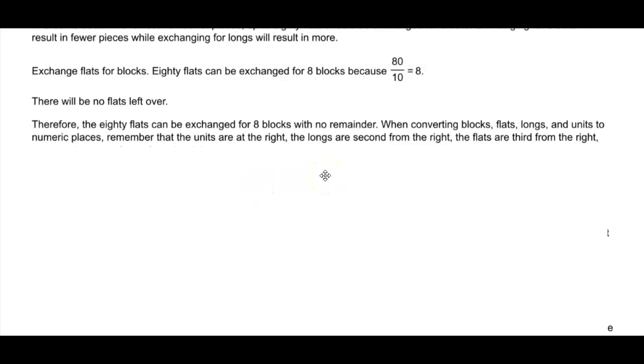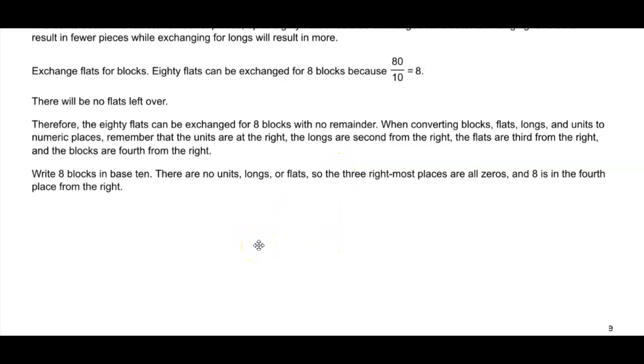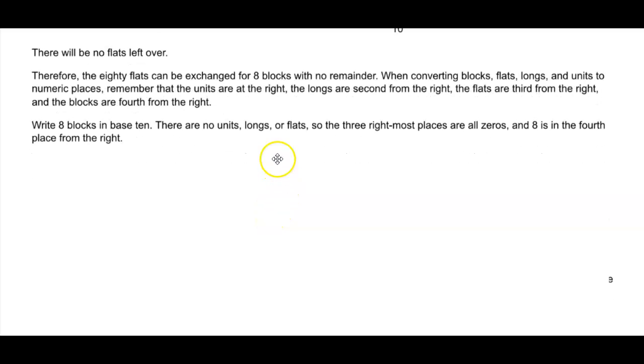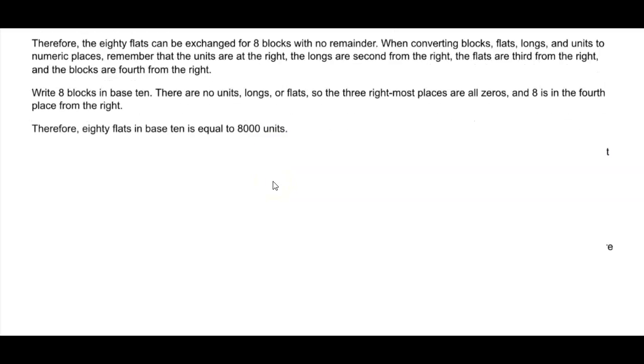When converting blocks, flats, longs, and units to numeric places, remember that the units are at the right, the longs are second from the right, the flats are third from the right, and the blocks are fourth from the right. So write 8 blocks in base 10. There are no units, longs, or flats, so the 3 rightmost places are all zeros, and 8 is in the fourth place from the right. Therefore, 80 flats in base 10 is equal to 8,000 units.